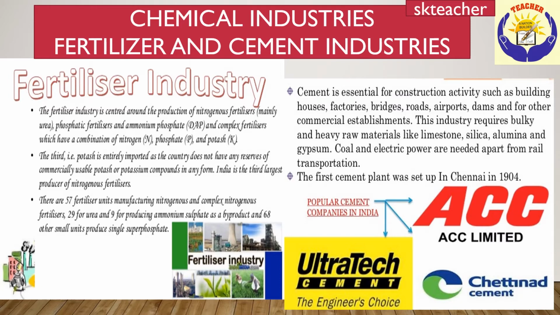Next we are moving into the cement industry. Cement is essential for construction activity such as building houses, factories, bridges, roads, airports, dams, and for other commercial establishments. This industry requires bulky and heavy raw materials like limestone, silica, alumina and gypsum. Coal and electric power are needed apart from rail transportation. The first cement plant was set up in Chennai in 1904.